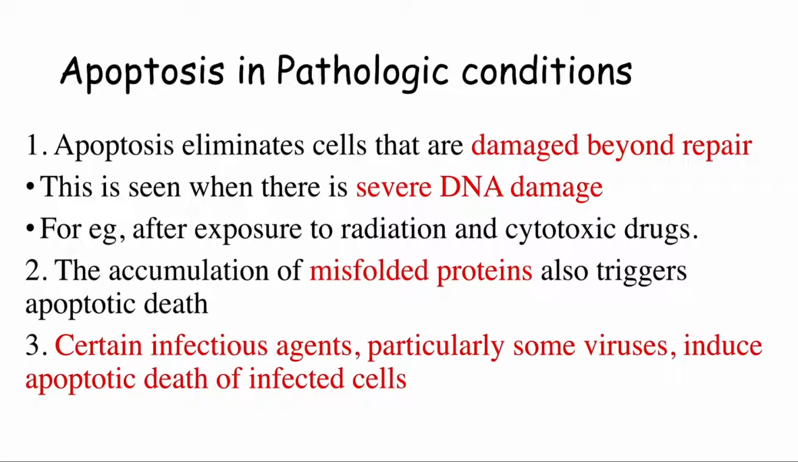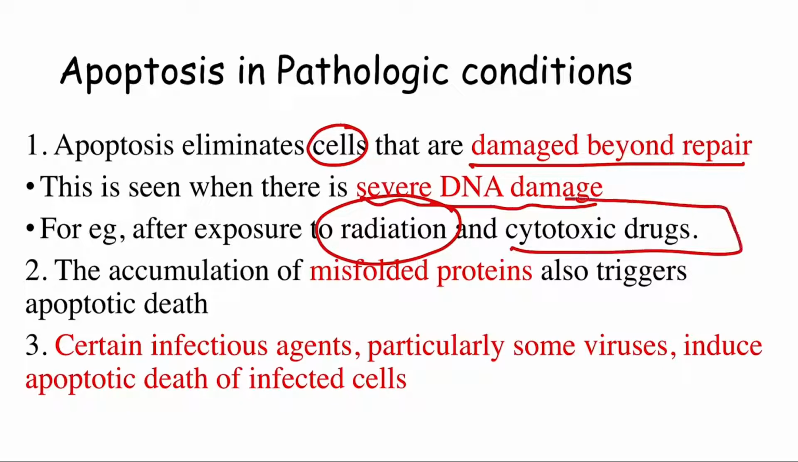Now, apoptosis in pathological conditions. Apoptosis eliminates the cells that are damaged beyond repair. This is seen where there is severe DNA damage, for example, after exposure to radiations and cytotoxic drugs. It is very important to eliminate the cells that are damaged beyond repair.